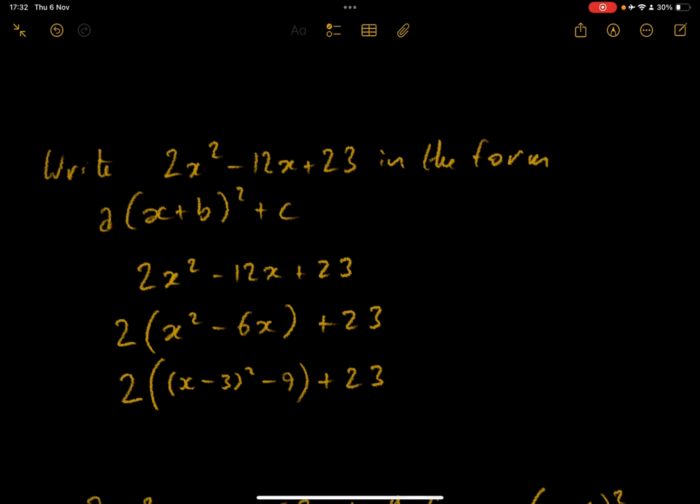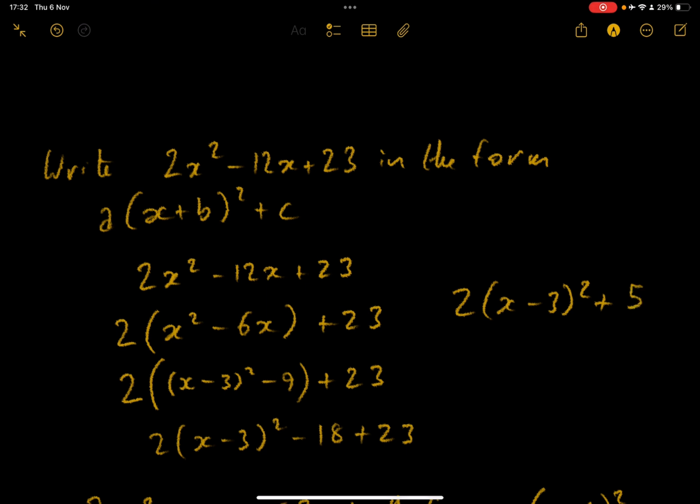Finally, well, not quite finally, what I'm going to do is this 2 is going to multiply into this negative 9. We can't forget that because we want to write it nice and simple like this. So what we're going to have is 2, still there, multiplies into the x minus 3 squared, then we have minus 18 plus 23. Then we tidy it all up. So we have 2 brackets x minus 3 squared, negative 18 plus 23. That gives us plus 5. And that's it. It's written in this form, a, b, and c.